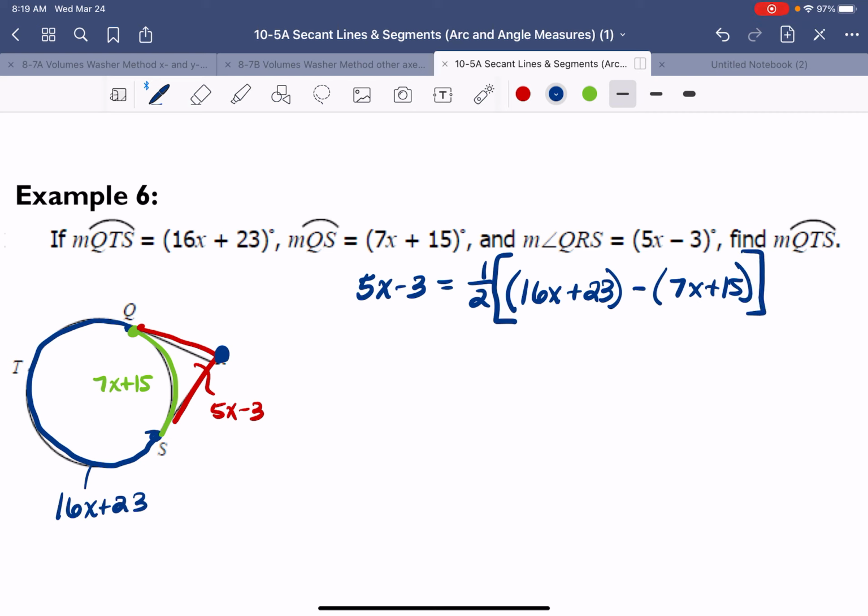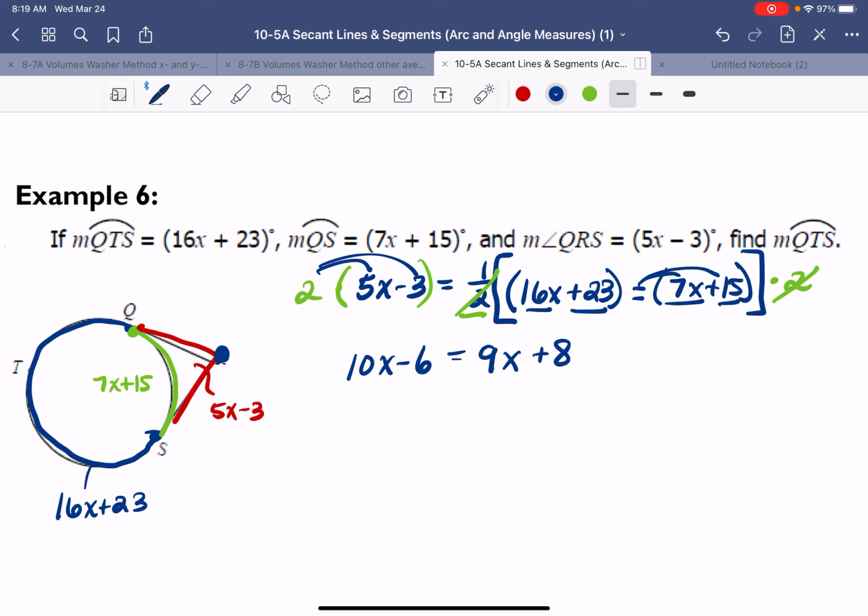And then we go ahead and work this out. Again, just like before, I do not want to deal with fractions, so I'm going to multiply both sides by 2. And I'm going to put that in parentheses to remind me to distribute that. And so this 2 cancels out with that 1/2. And now I can go ahead and keep working. So I'm going to multiply the 2 into both of those. So I have 10x minus 6 is equal to, and then I have 16x and 7x. That combines to give us 9x. And then 23 minus 15, so the minus distributes to both, is going to give us positive 8.